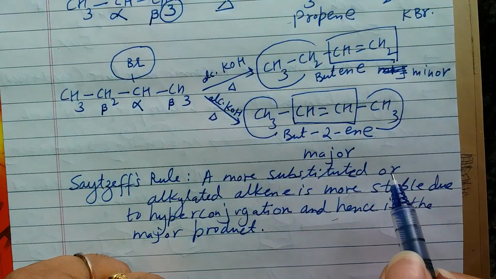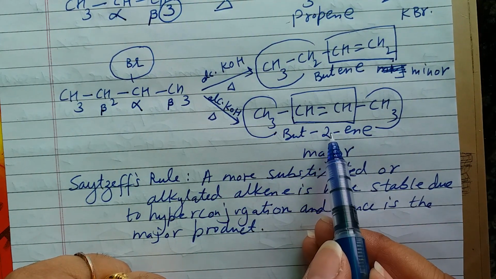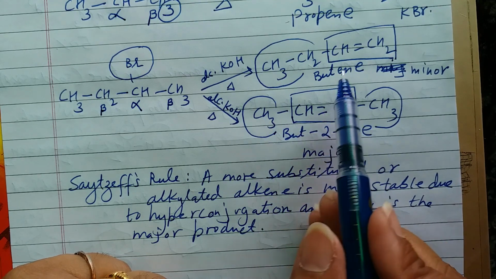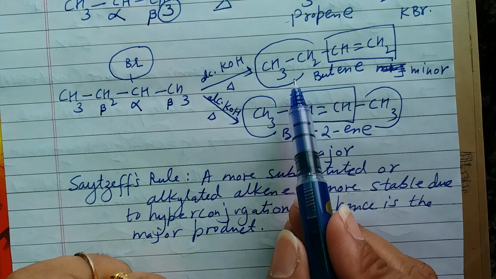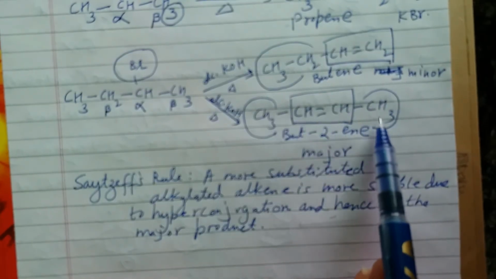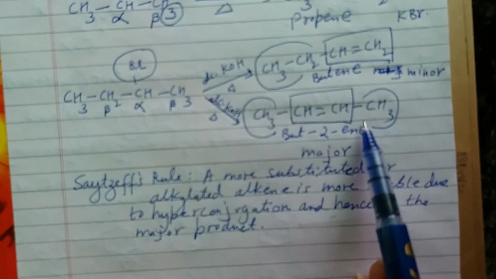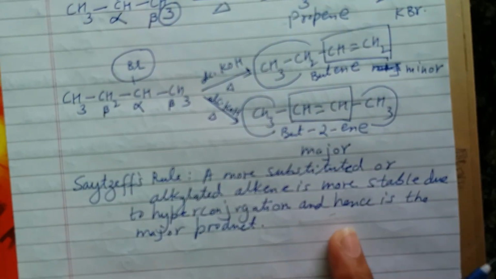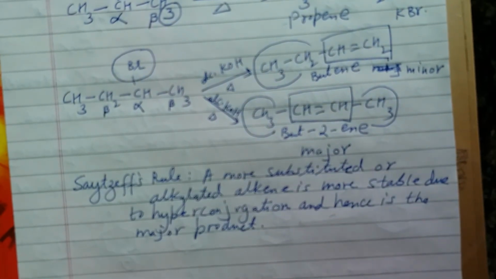So which alkene is more alkylated? But-2-ene, because there are two alkyl groups. In but-1-ene, there was only one alkyl group. So as per Saytzeff's rule, the more alkylated or the more substituted alkene is more stable, and hence it will be considered as the major product formed in this reaction.